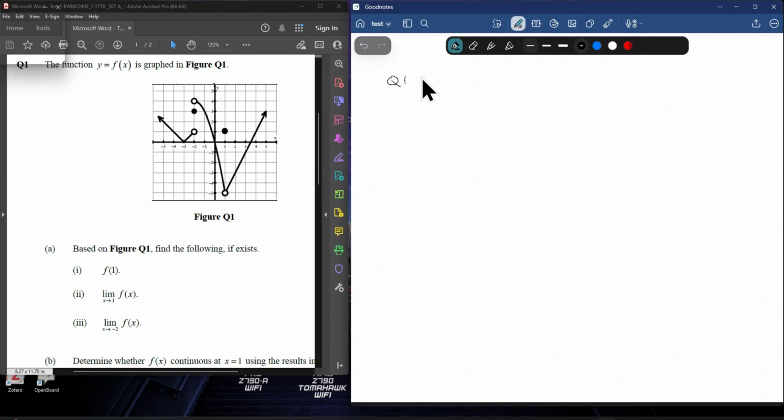Question 1, part 1, the answer for the value of the function of x when x equals 1 equals 1. For part 2, what is the limit of the function when x approaches 1? As you can see from the graph, it's asking for the limit, meaning we need to evaluate.